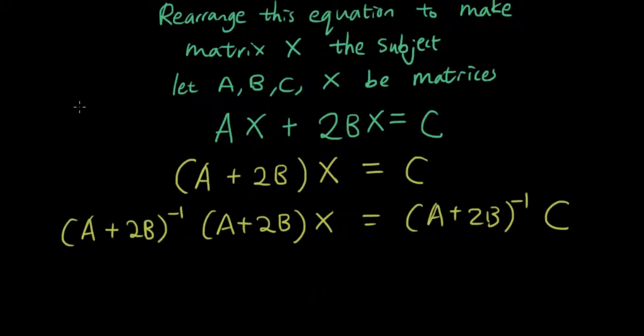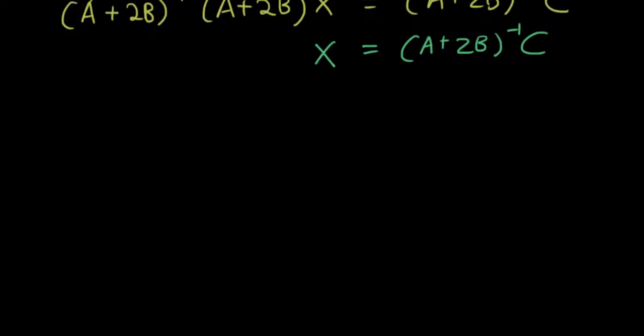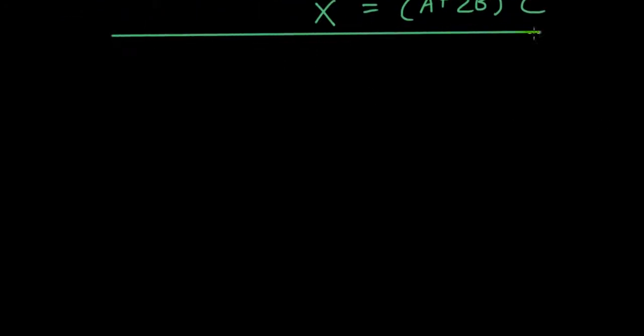Okay, so now this will cross out, which will turn into the identity matrix, right? Because any matrix multiplied by its own inverse will become the identity. So the answer is just X equals, and we can just copy this down again. So we have achieved our goal, which was to rearrange this equation to make X the subject. Now once we have done that, this should make this question a lot easier.